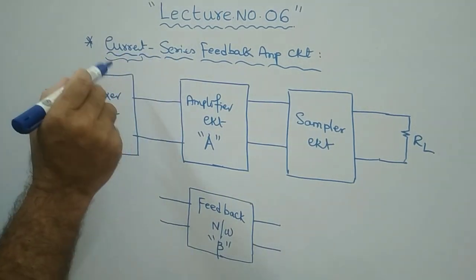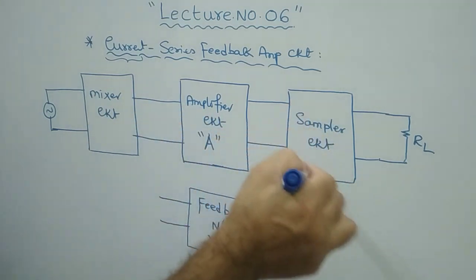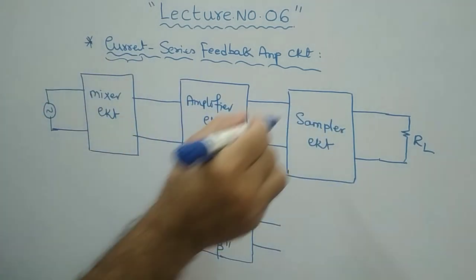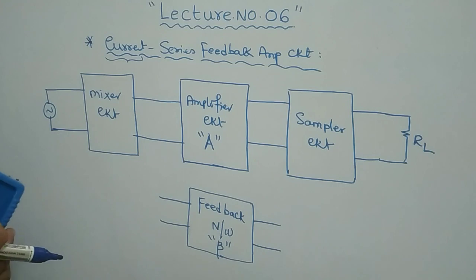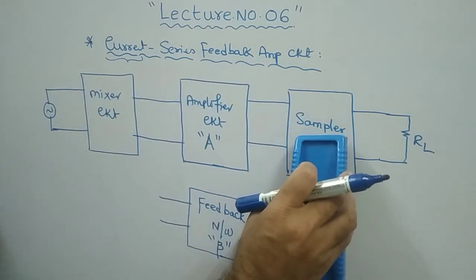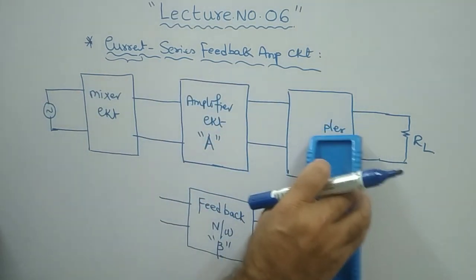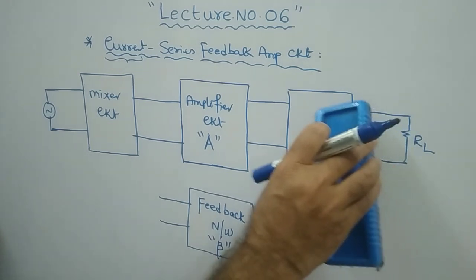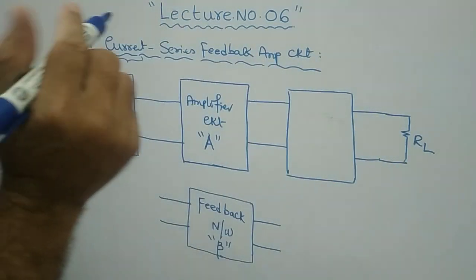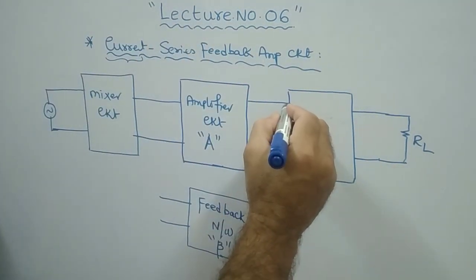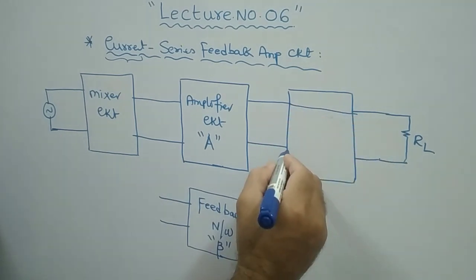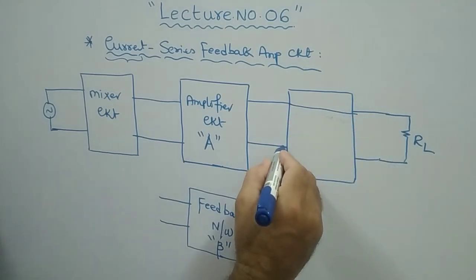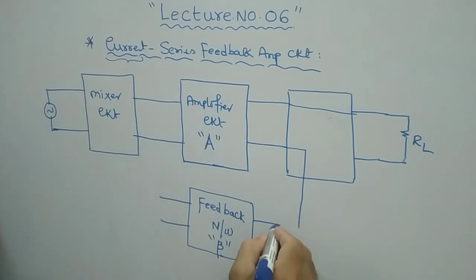In current series, obviously your parameter is current only, meaning at the output you will have your current. So how will we get the current at the sampler? In order to get the current, your connection must be in this fashion. Let us see. Your current must be in this fashion, like this.